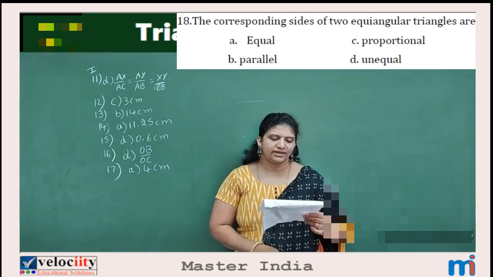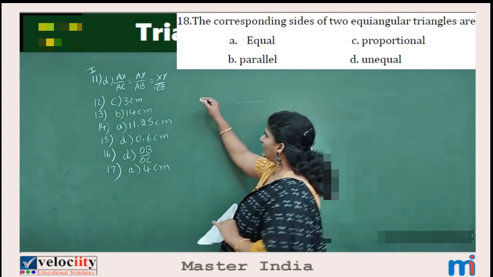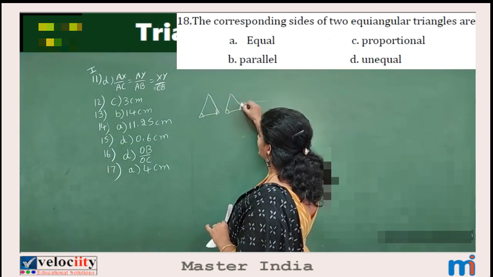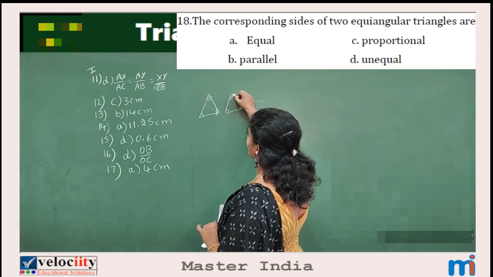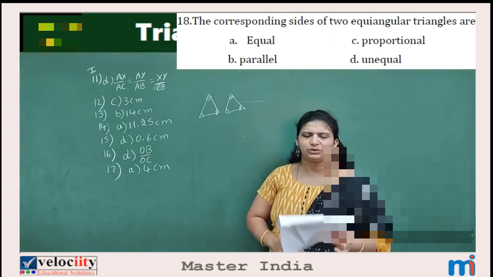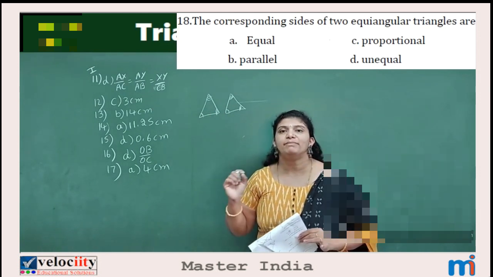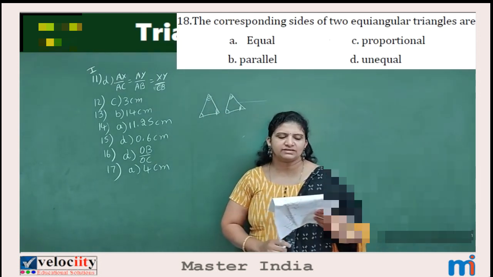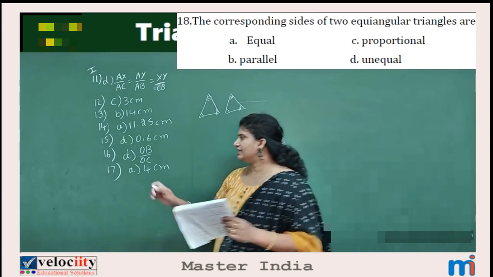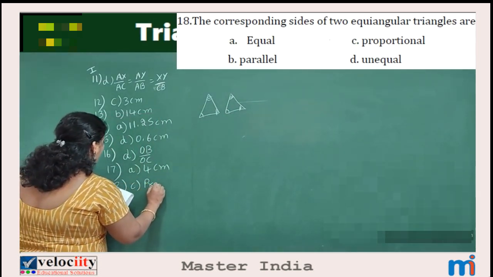18th one, corresponding sides of two equiangular triangles are. Equiangular means what, children? See, this angle equal to this angle, and this angle equal to this angle. Right? Two triangles are equiangular. If they are equiangular, then what about the corresponding sides? They will be in proportion. So check for the answer. Is it equal? No. Parallel? No. Proportional. Yes, your answer is option C. Proportional.